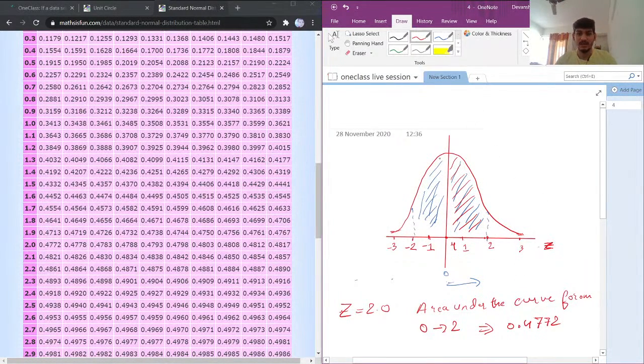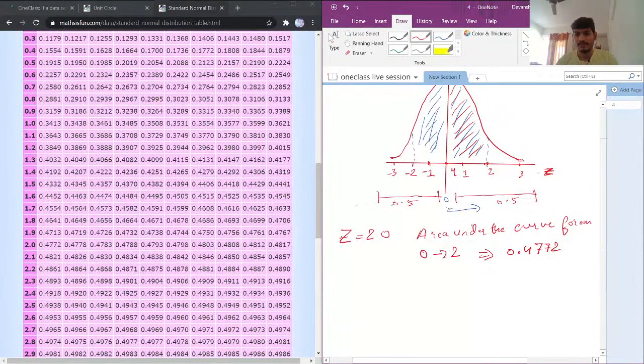So one more thing, the total area under this, wait, this area is equal to 0.5 and this area is 0.5. So it's just for basic knowledge, nothing special. Now you can see that we got the value for the first half, so we will be just multiplying this 0.4772 with 2. So it will give the area for both of the parts. If I multiply, it will give the area from minus 2 to 2.